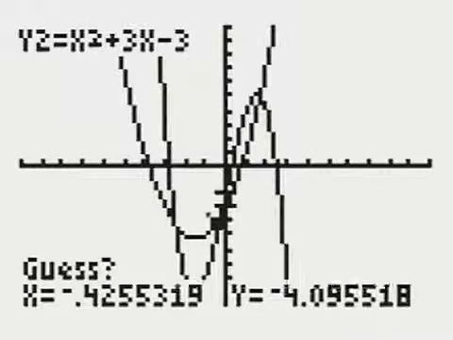For our guess, we want to scroll close to the point of intersection. We're going to start with the one furthest to the left. So we'll scroll close to that point and hit enter. We get the intersection occurs when x is roughly negative 2.46. So that's our first solution, negative 2.46.